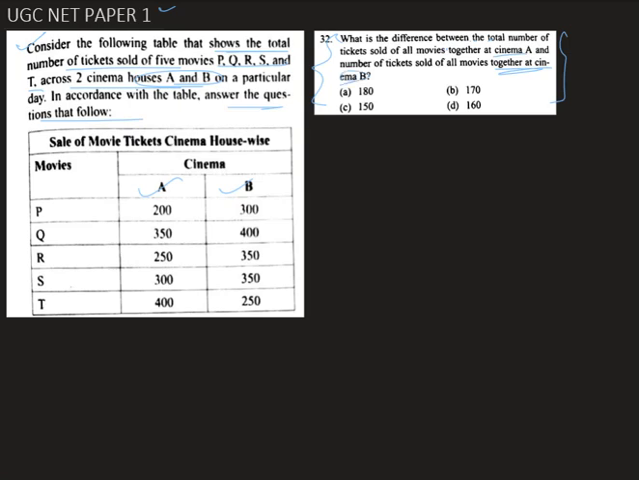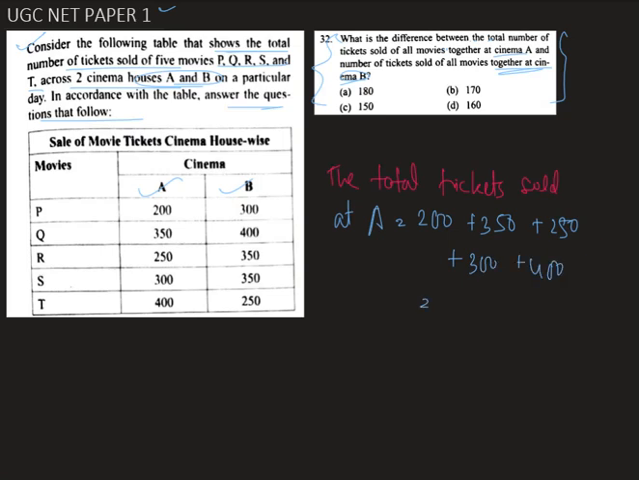Okay, so let's start. The total tickets sold at A is equal to 200 plus 350 plus 250 plus 300 plus 400, and it results in 1500.